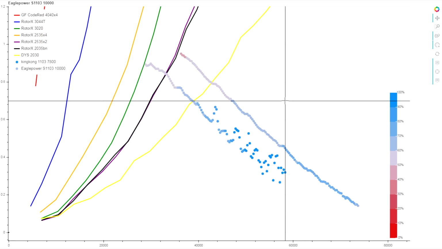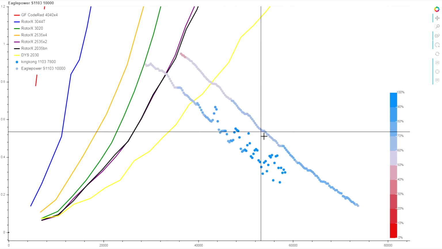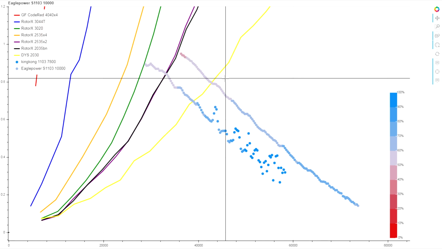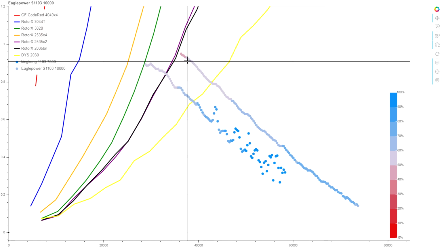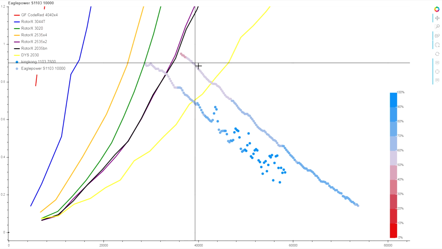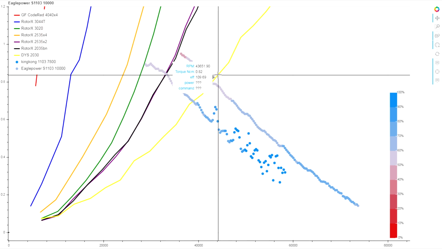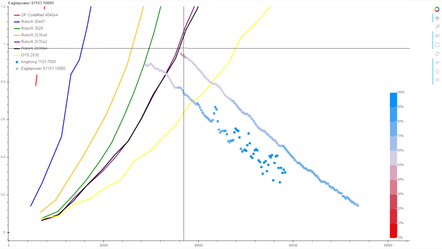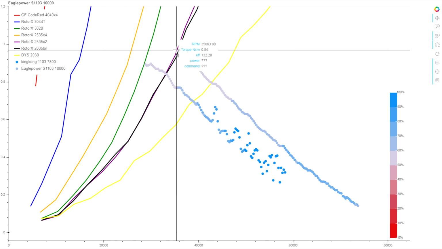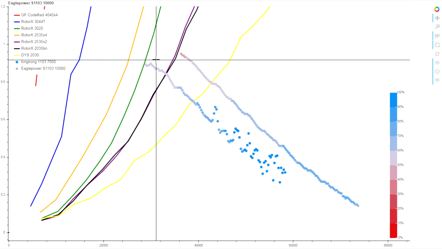And if we compare the full throttle traces, you can see that we're seeing just about the same amount of torque out of both of these. So the higher kV is giving us a little better ultimate RPM at full throttle, but it's going to load down just about the same amount under really heavy loads.